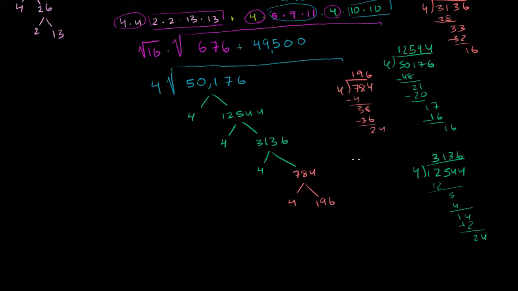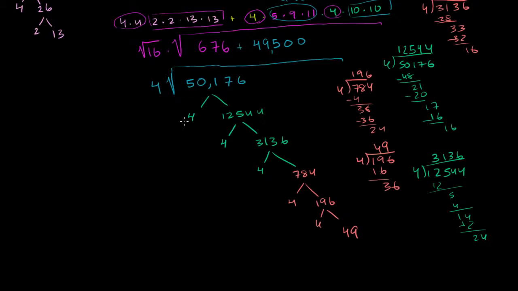This is 17, I believe. Let me look at just 4. My brain is fried. 196, 4 times 16, 36. 4 goes into 36 9 times. So this is 4 times 49. All right. So if we're taking the square root of all of this business, this is 4 times 49 over here.